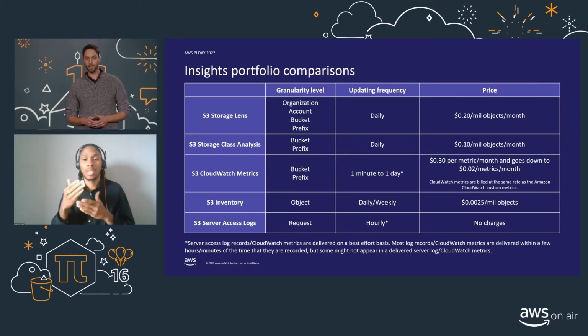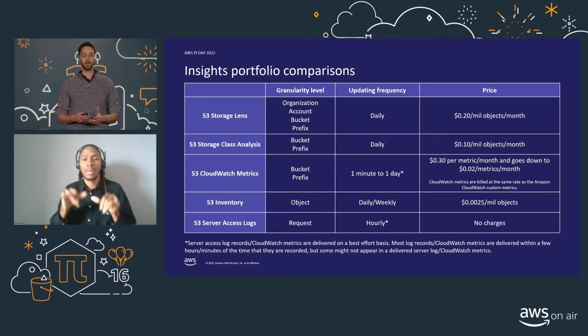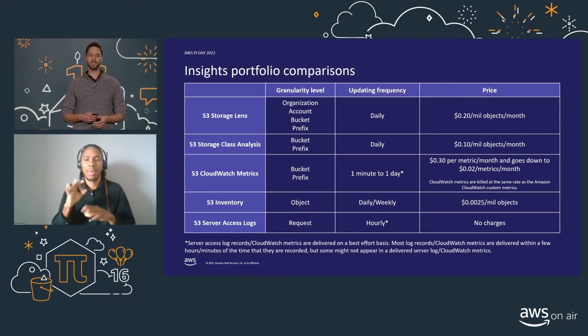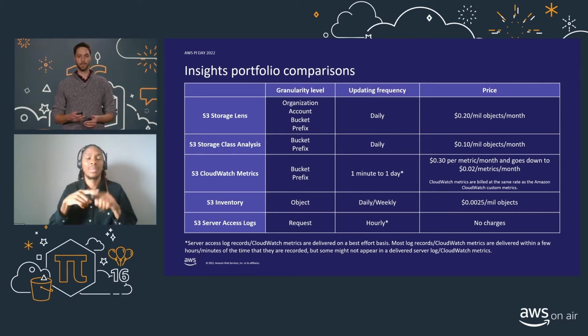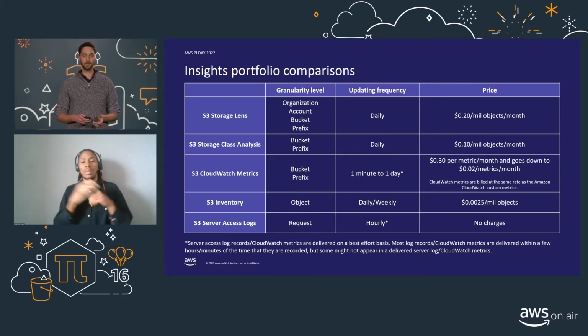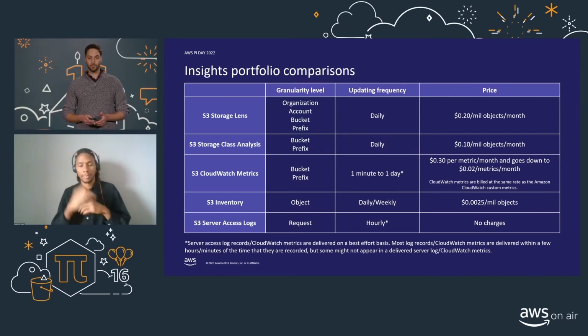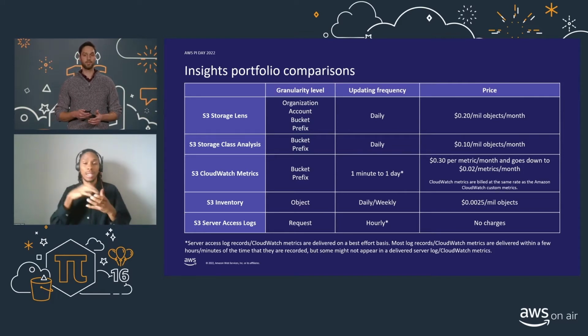S3 CloudWatch metrics are configured at the bucket or prefix level, and the updating frequency depends on the type of metrics you monitor. For example, request metrics are reported by the minute, while daily storage metrics are reported daily. Pricing for S3 CloudWatch metrics follows standard CloudWatch pricing. Inventory and server access logs provide object and request level granularity, with inventory updating daily or weekly, depending on the configuration, and comes at a quarter of a cent per million objects, while server access log is delivered hourly and at no cost once you enable it.